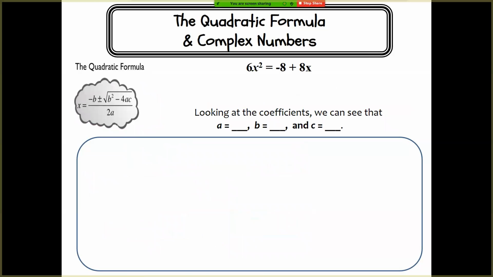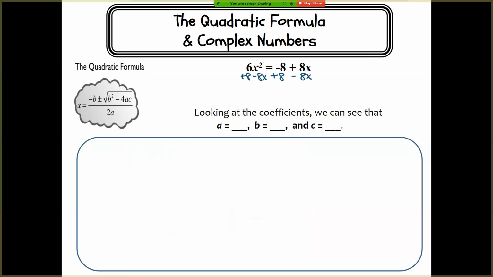The next one, we have 6x squared equals negative 8 plus 8x. My suggestion, when you move this to standard form, I always want to keep this term positive. I don't want to move it, even though it would be less steps. I want to add 8 and subtract 8x. So add 8, subtract 8x.